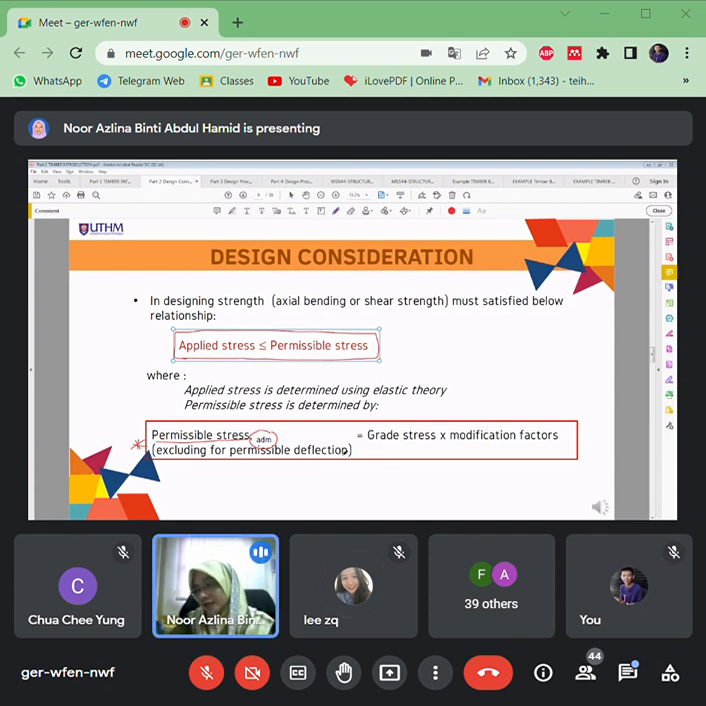This is the equation for permissible stress, which is the grade stress from the tables just now, whether bending, compression, tension and everything. You have to multiply with the modification factor, which is K. This K has more than one K.